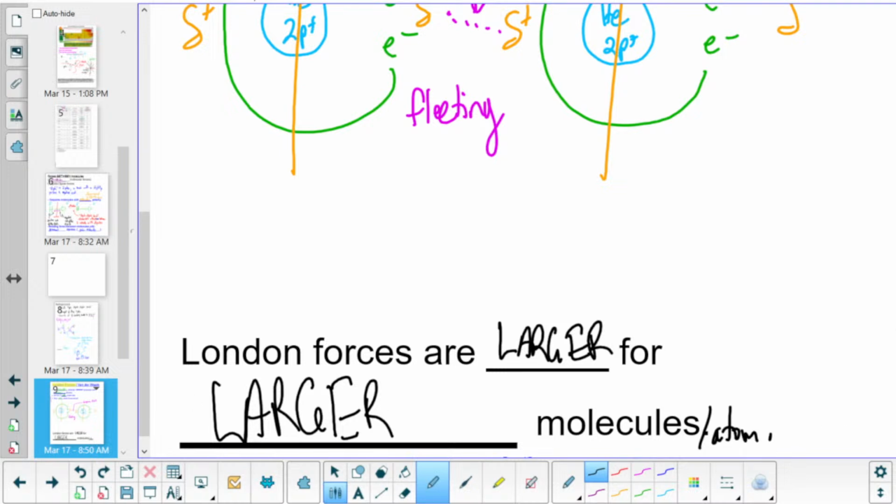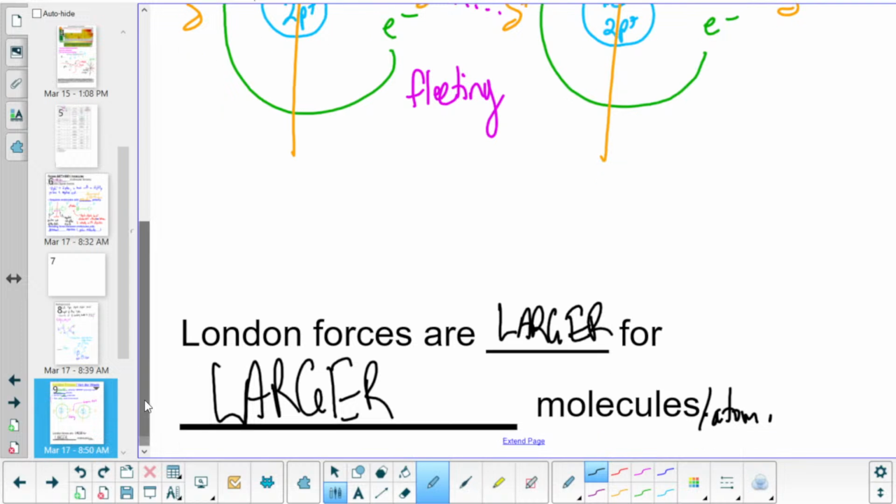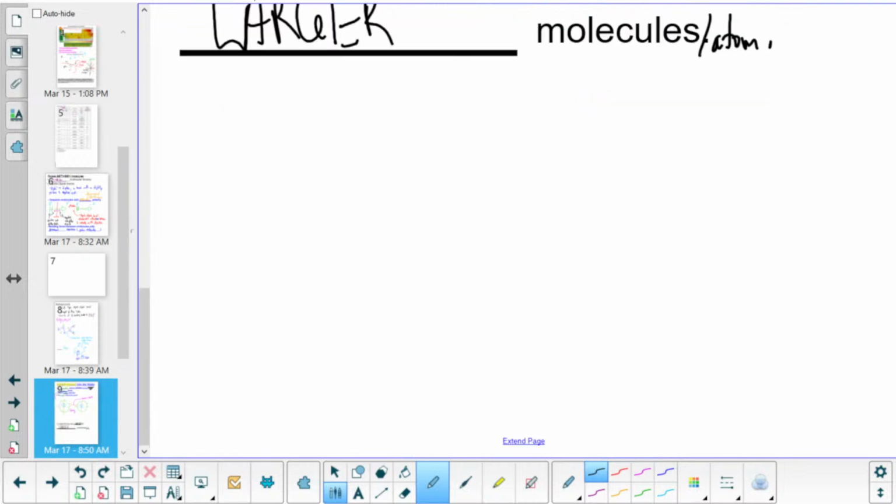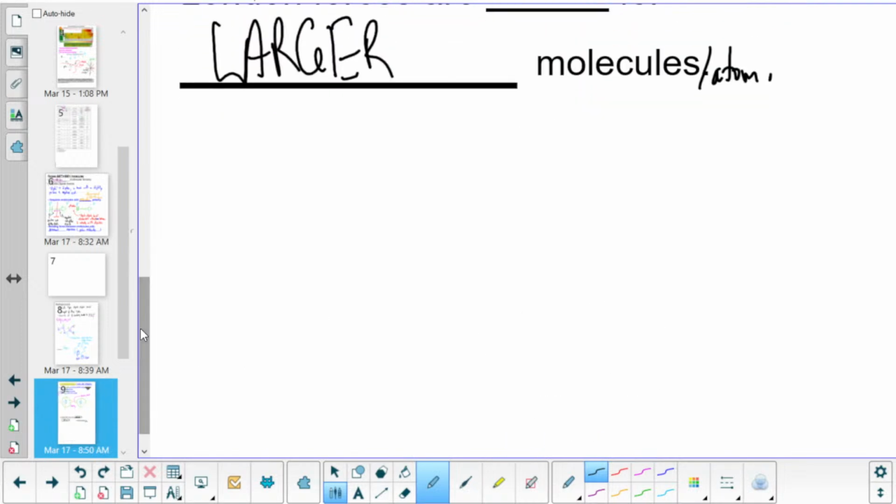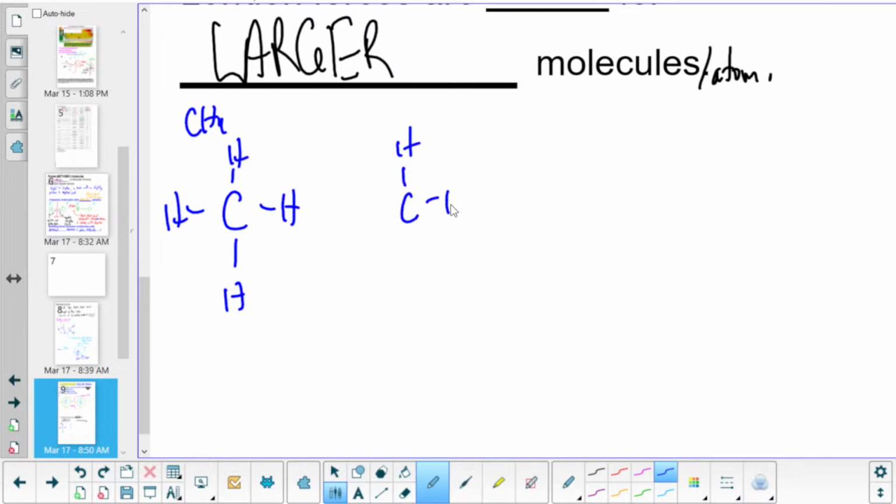So if I was to show that, let me give myself a little bit of room. An example of that could be methane. Methane is CH4. So we've got H, H, H, H. Every one of these bonds has a potential for the electrons to be more on one side than the other. And if I was to draw another one next to it, I'm going to erase this in a second, so don't draw the second one.